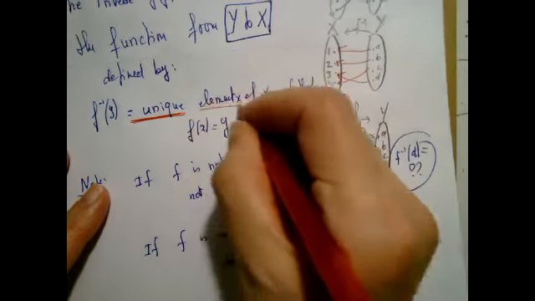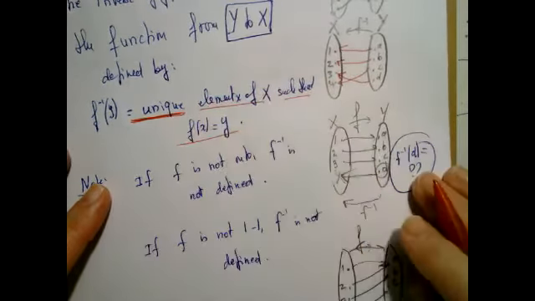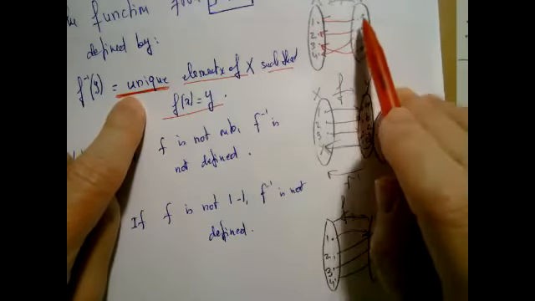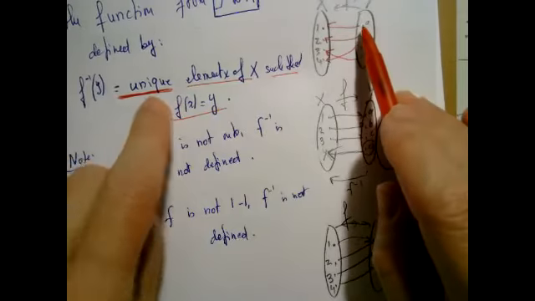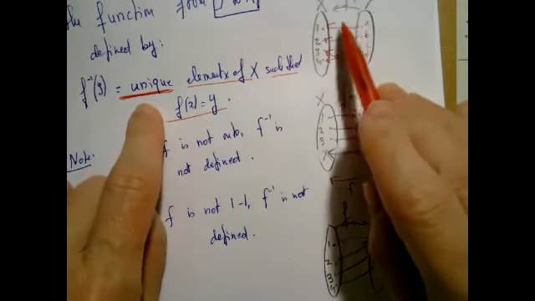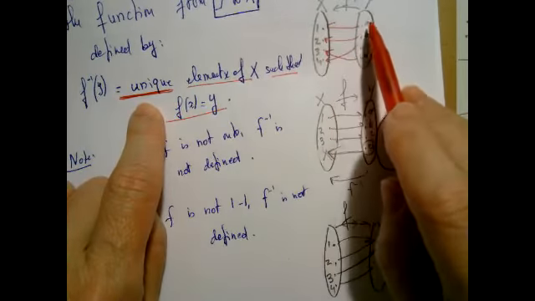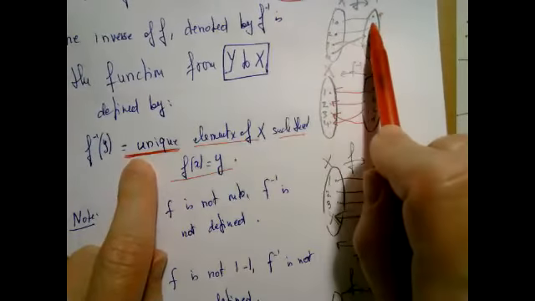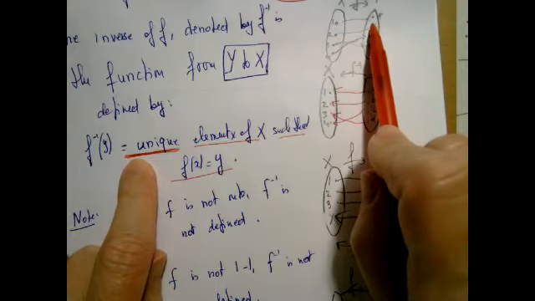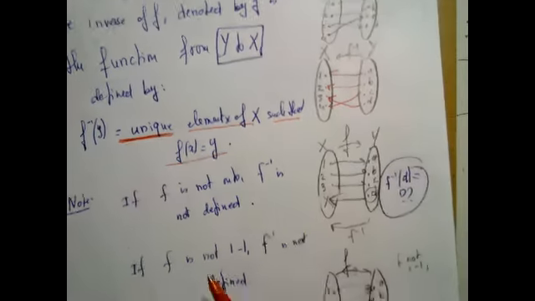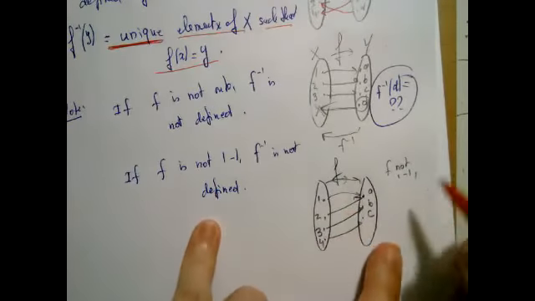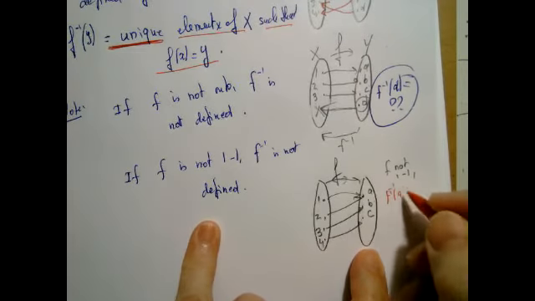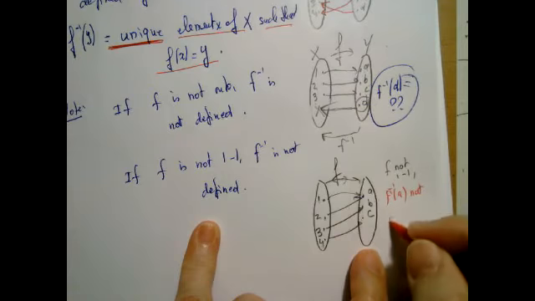The unique element x of X such that f of x equals y. Why can I write unique? Because my function is a one-to-one function. So if I take any element here, there is a unique element which is mapped into it. That's the one-to-one unique. I don't have two mapped into it. So it's absolutely crucial to have a one-to-one function. So here f is not one-to-one, so f inverse of A is definitely not defined.